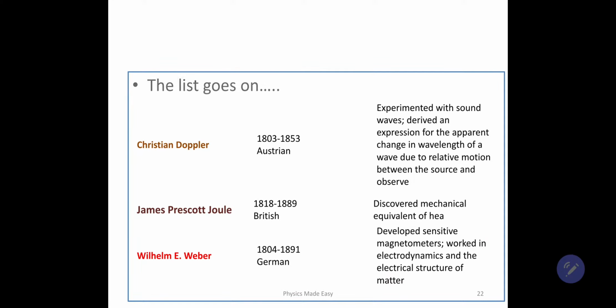This list is not ending here. It goes on. The list goes on. Not all I've included, but a few. Doppler, James Prescott Joule, very well known for his discovery in Joule's law of heat, H = I²Rt. The formula, it is familiar to you.